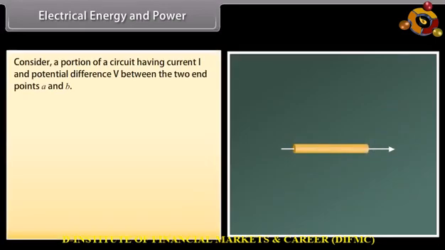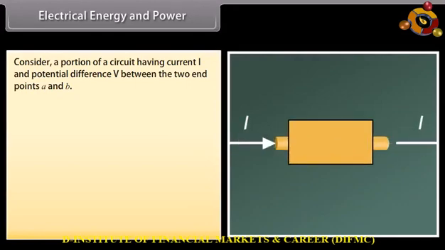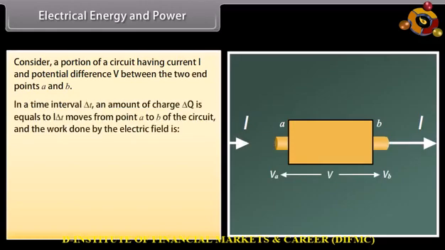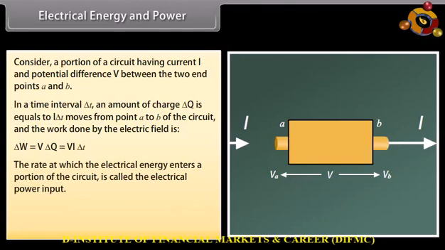Electrical energy and power. Consider a portion of a circuit having current I and potential difference V between the two endpoints A and B. In a time interval delta t, an amount of charge delta q equal to I delta t moves from point A to B of the circuit, and the work done by the electric field is equal to the product of V and delta q, which is equal to the product of V, I and delta t. The rate at which the electrical energy enters a portion of the circuit is called the electrical power input. P = VI.